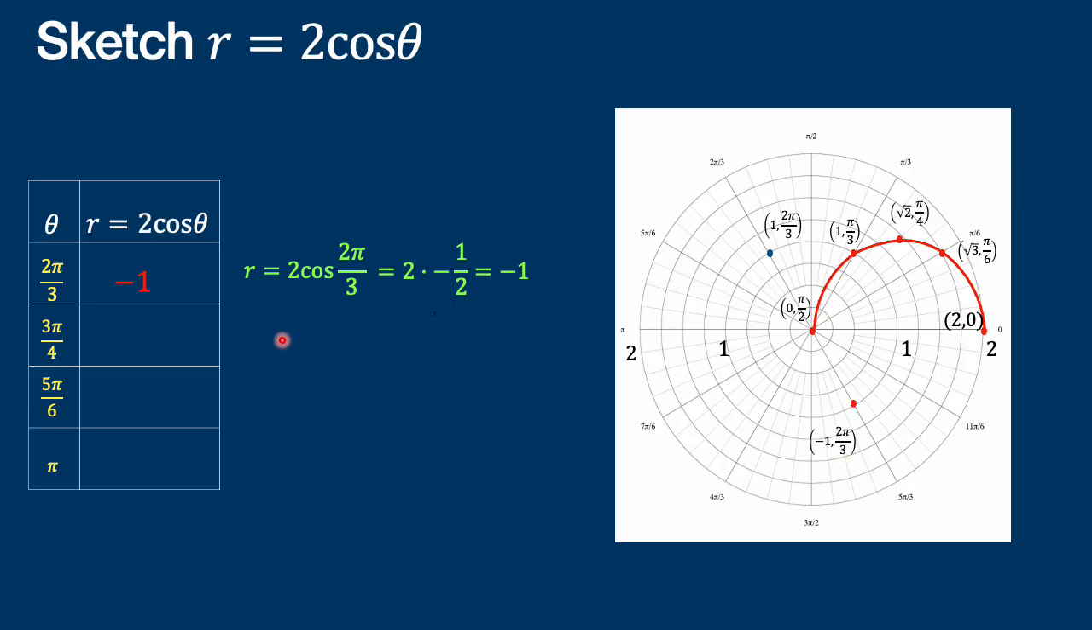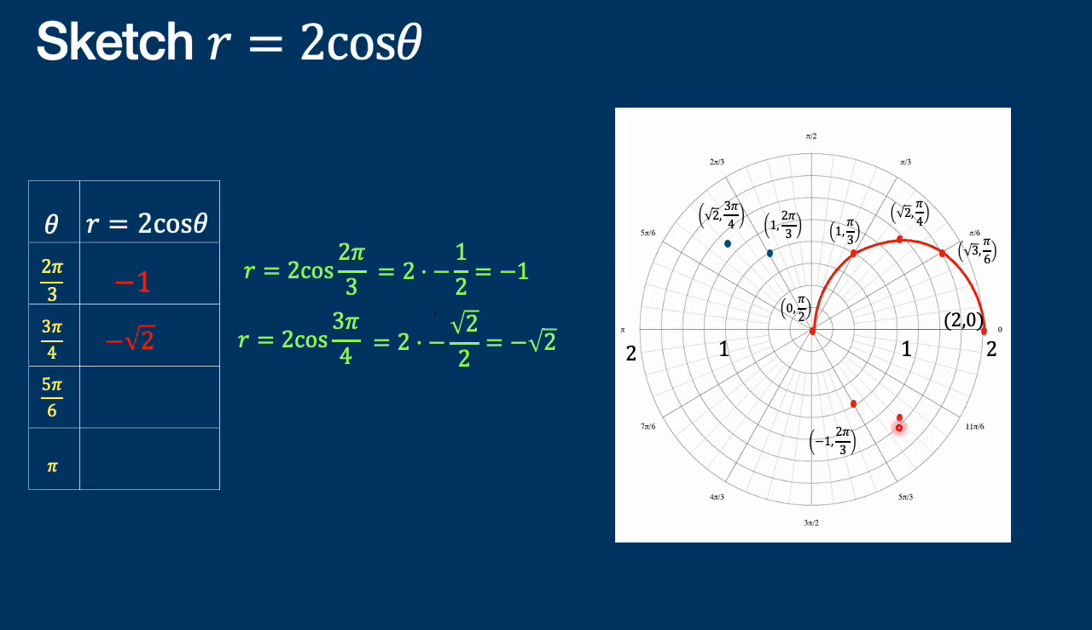So our next one is theta is 3 pi over 4. r is 2 times cosine 3 pi over 4. This is negative square root 2 over 2. 2 times negative square root 2 over 2 is negative square root of 2. So same thing here, r is negative. You have the second quadrant, this line is 3 pi over 4. Positive first, square root 2 at 3 pi over 4. Negative means a 180 rotation. That's going to be the fourth quadrant.